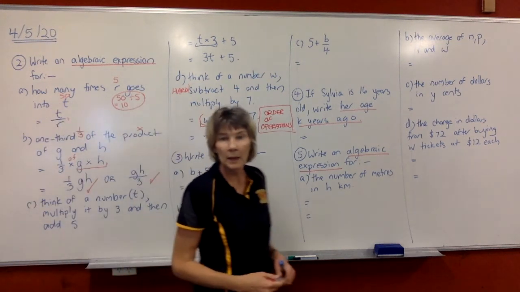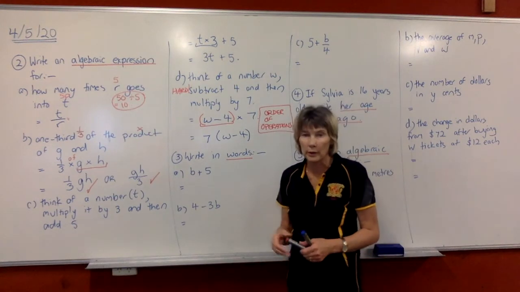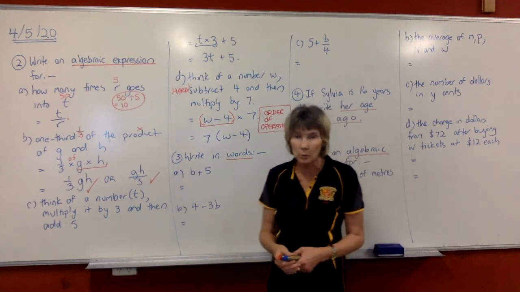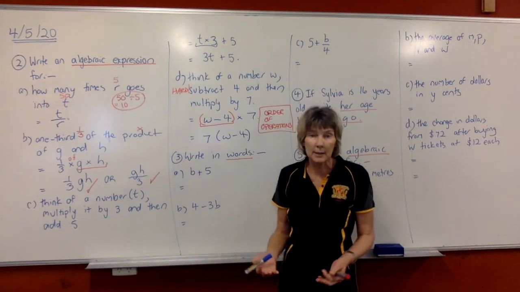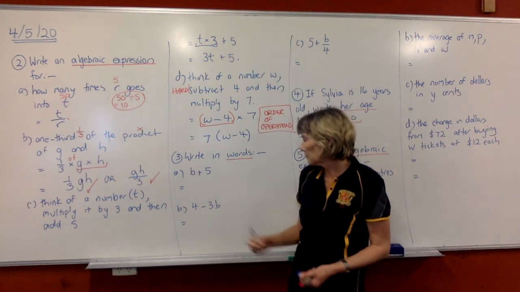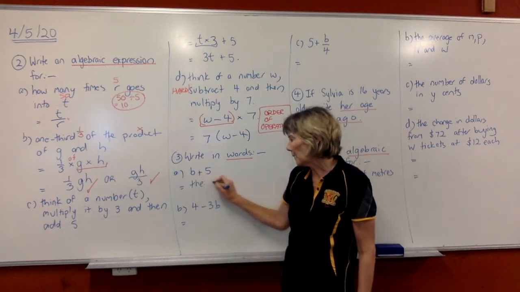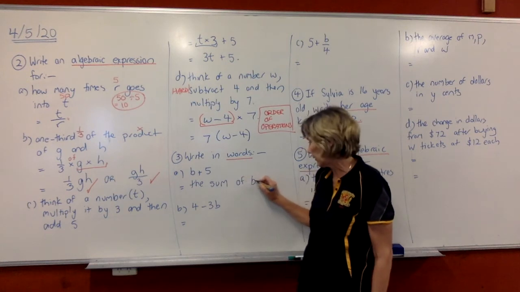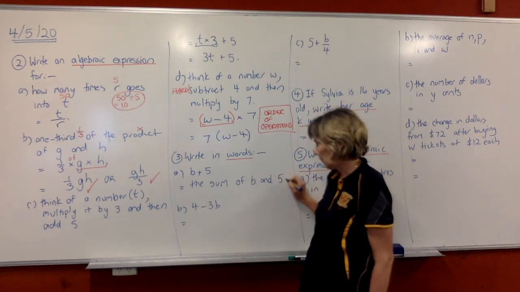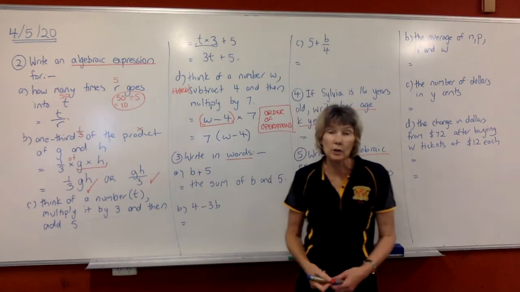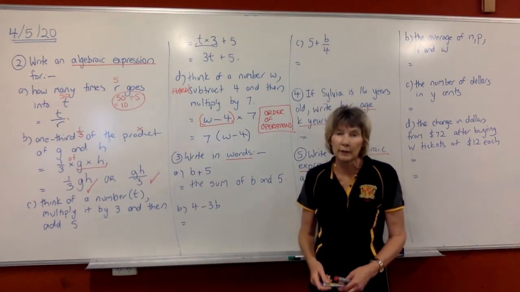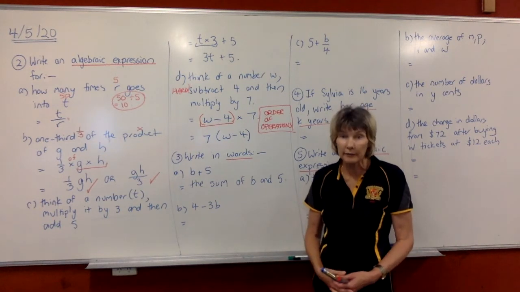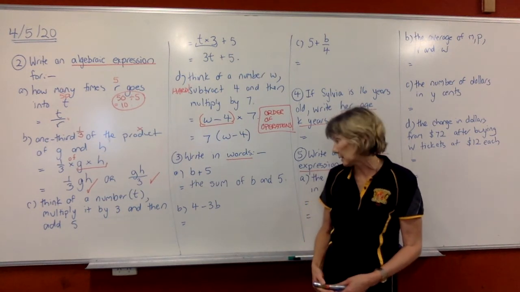Okay, the next one, they're asking you to write these in words. So that we've been given an algebraic expression, we're going to change this into words. So there's lots of right answers that you could write. So I'm just going to write this as the sum, because I can see we're adding, of B and 5. Okay, you could say the total of B and 5, anything that means you're adding. You could say increase B by 5. There's lots of right answers.